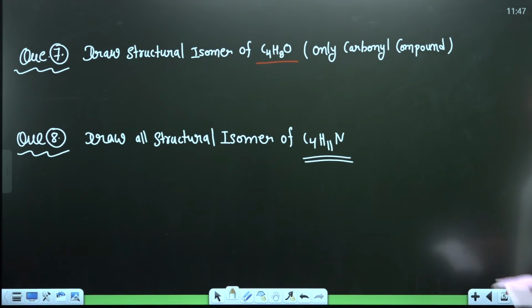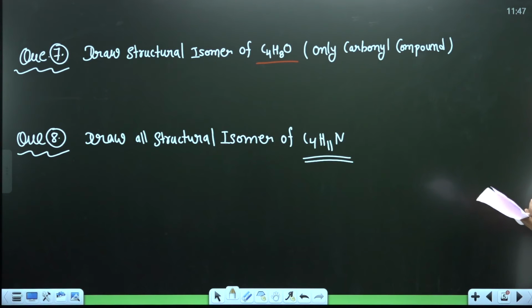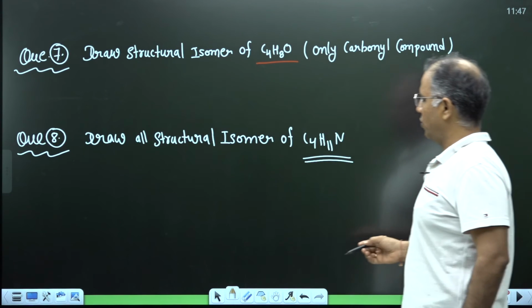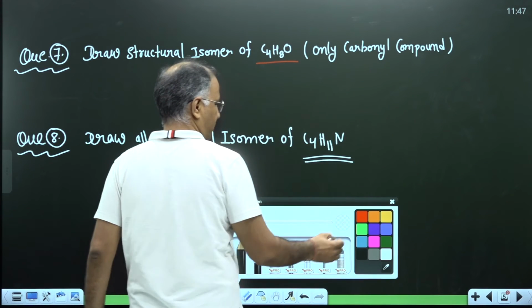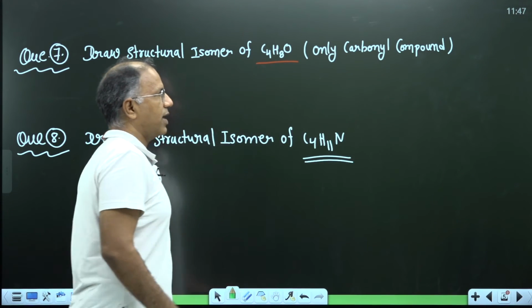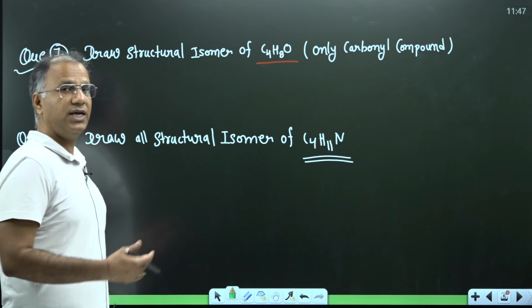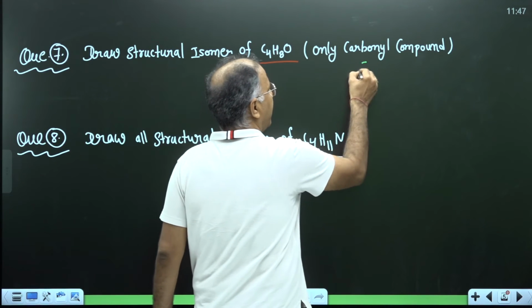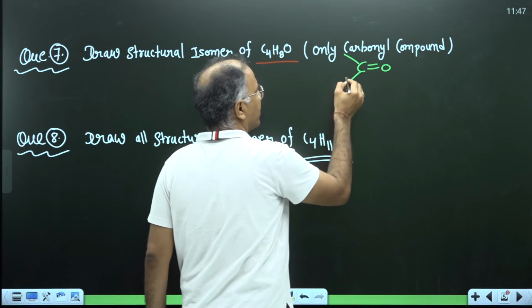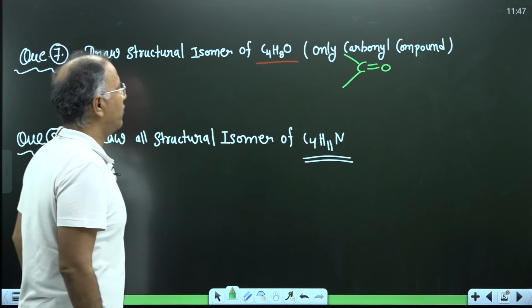Draw all structural isomers of C4H8O, only carbonyl compounds. Now first of all, we should know what is the meaning of carbonyl compound. Carbonyl compound means C double bond O, basically aldehyde and ketone. The word carbonyl is used for aldehyde and ketone.